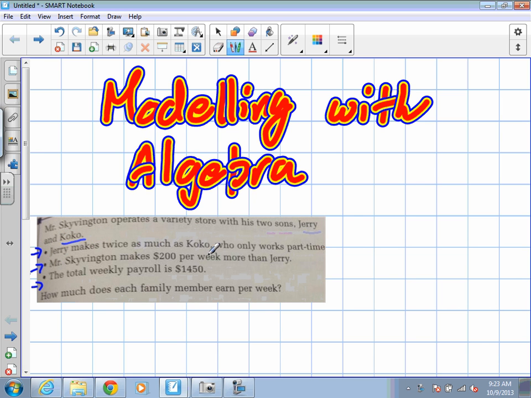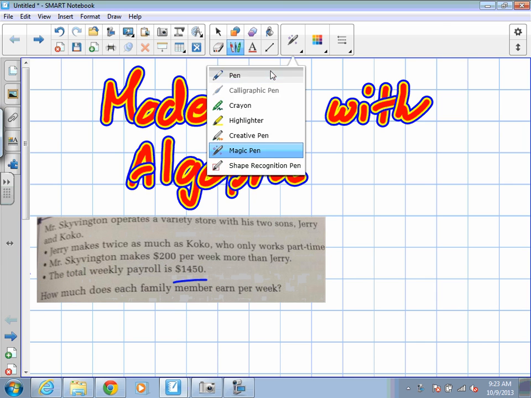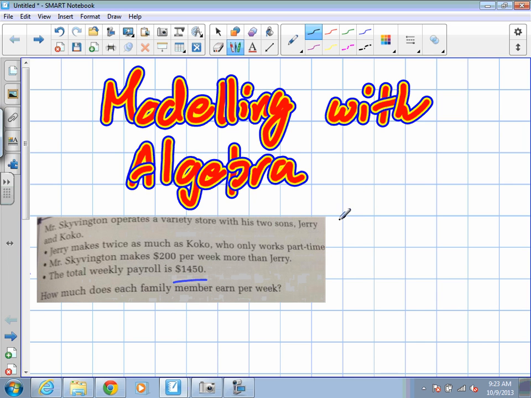Jerry makes twice as much as Coco, who only works part-time. Mr. Skivington makes $200 per week more than Jerry, and the total weekly payroll is $1,450. How much does each family member make? Okay. So we're going to set up some let statements.